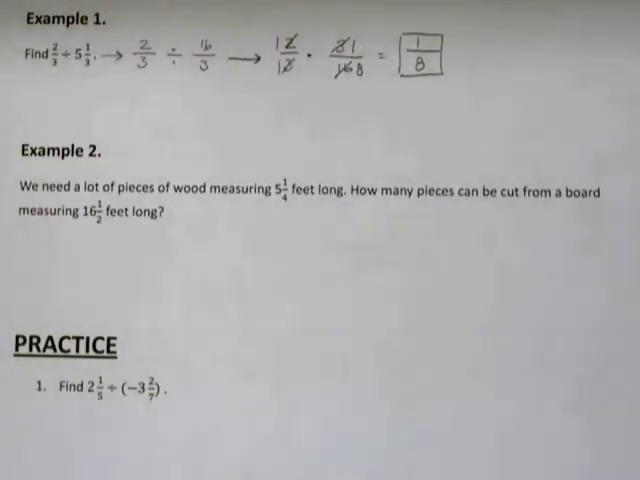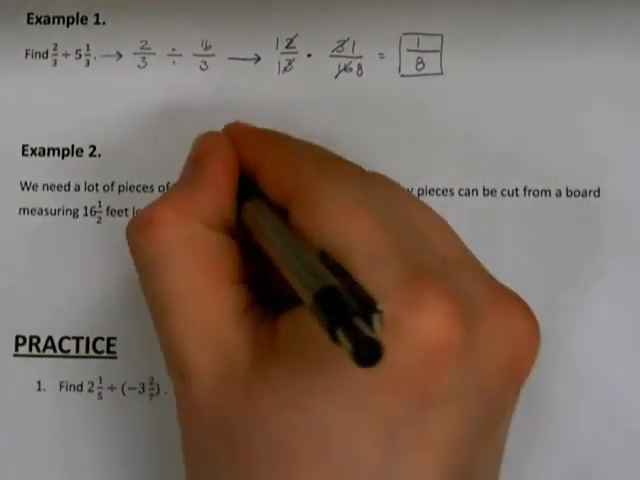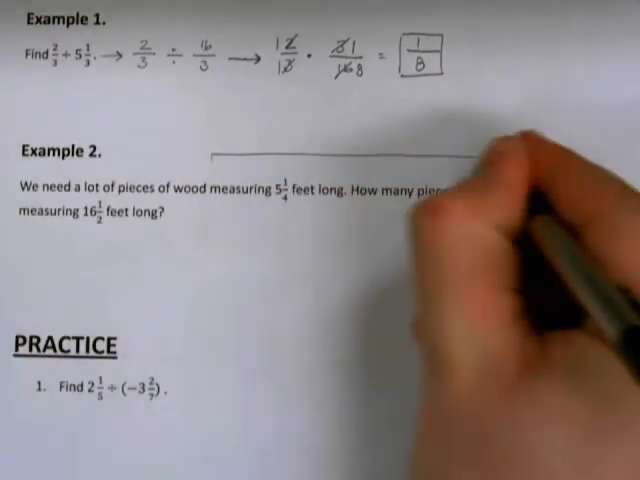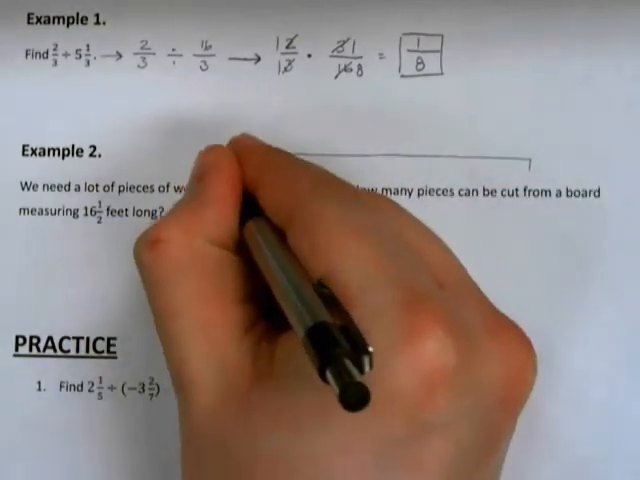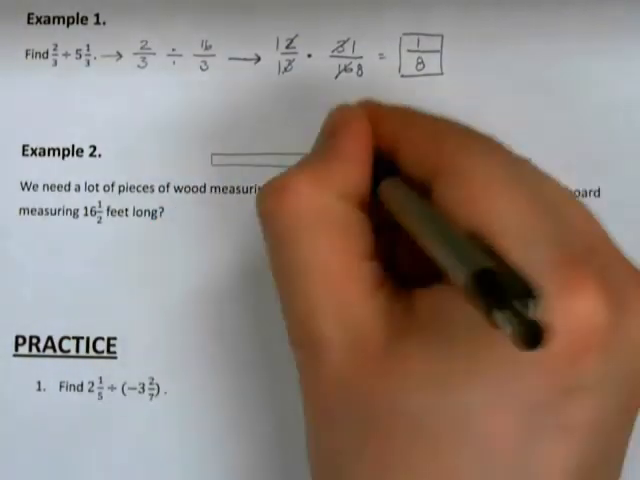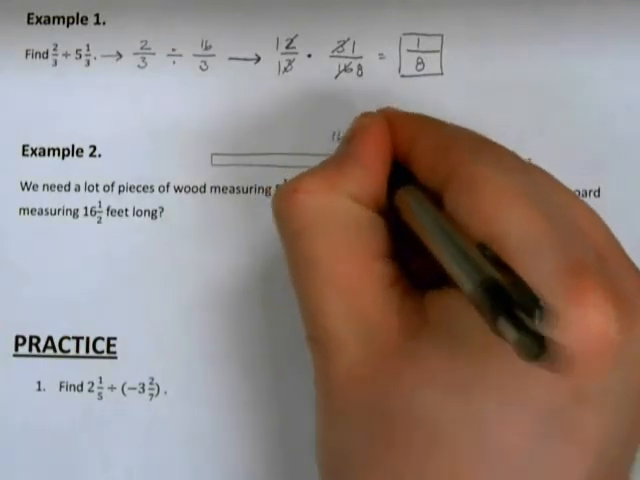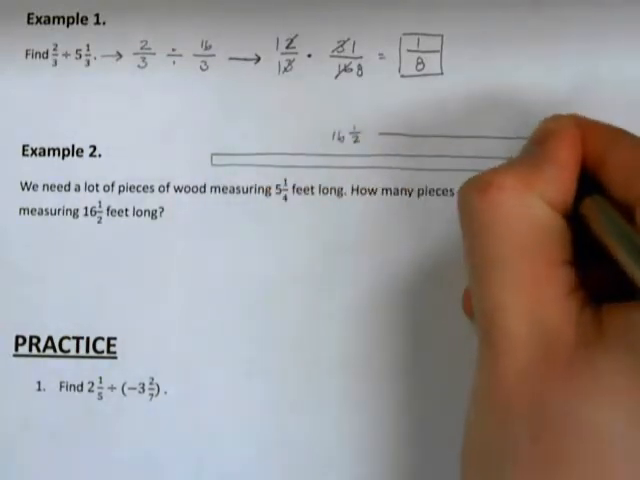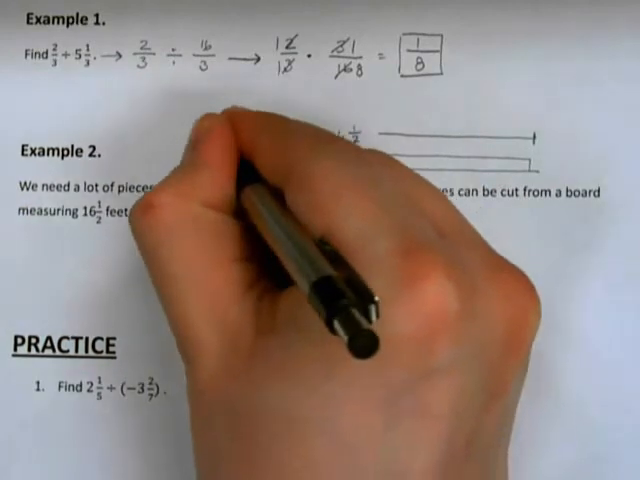Alright, so let's do example 2 now. It says we need wood measuring 5 1/4 feet long. How many pieces of that can be cut from a board measuring 16 1/2 feet long? So we have this really long board. You don't have to write this down, but essentially this whole board is 16 1/2 feet long, which is pretty long.